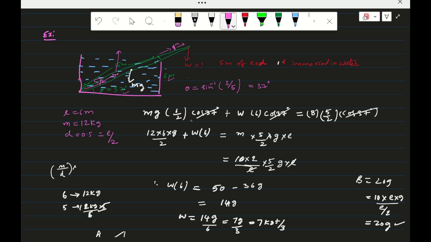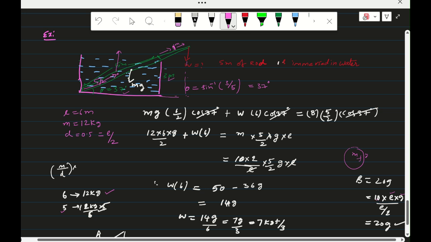So mg into L by 2 cos 37 plus W into 6, for W the length is 6 and the perpendicular distance is 6 cos 37, is equal to buoyancy. So how much is buoyancy? First to calculate. Buoyancy is equal to the weight of the fluid displaced, m of the fluid into g. So this will be the volume, or m of the rod immersed. For that, the calculation: 6 meter length is 12 kg, so each meter is equal to 2 kg. Then 5 meters is equal to 5 into 2 kg, 10 kg. So now 10 into rho into g.